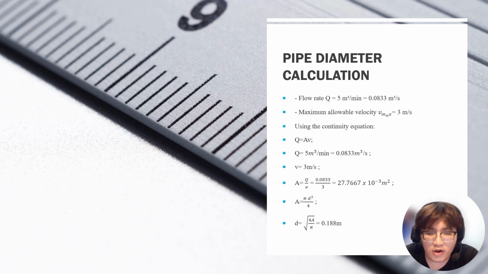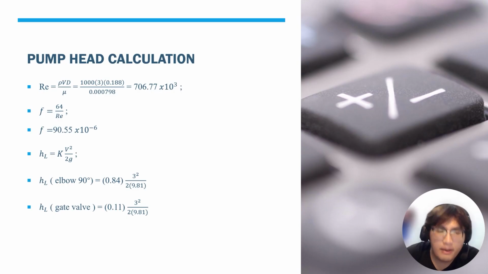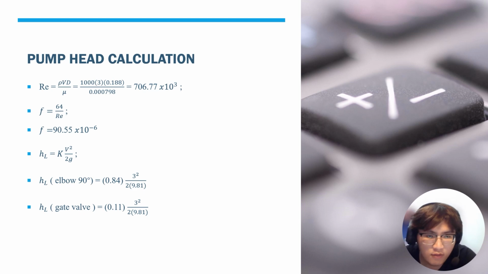By using the Reynolds number formula, Re equals rho Vd over mu, we can get a value of 706.77 times 10 to the power of 3. Thus, the value is greater than 4000, so the flow will be turbulent. Next, we can calculate the Darcy friction factor, which is f equals 64 over Re. The value will be 90.55 times 10 to the power of negative 6.